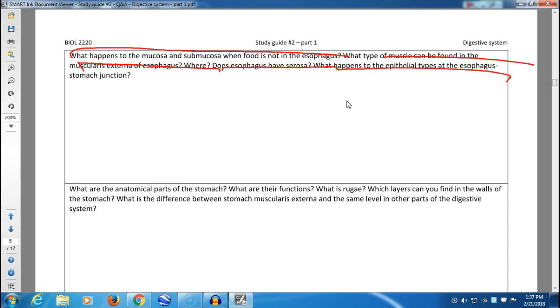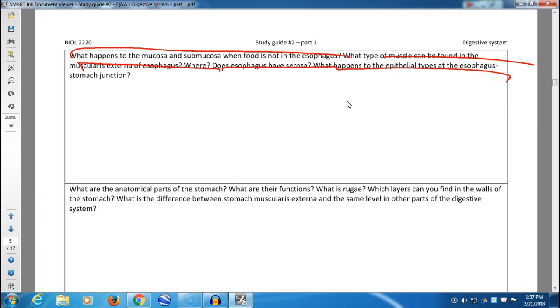What happens to the epithelium when the esophagus is over and the stomach starts? At this junction, what can you see? Stratified squamous on the esophagus side and just abruptly, what type of epithelium covers the stomach? Simple columnar.